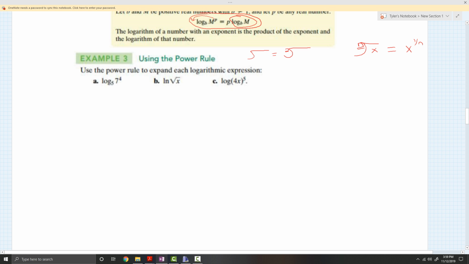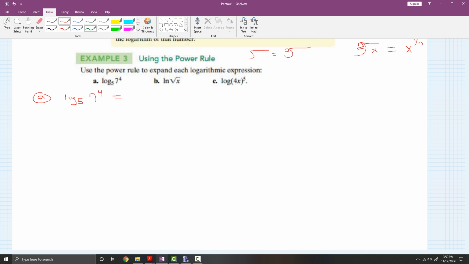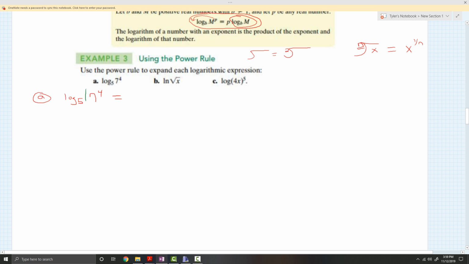All right. So let's go through this example and practice this. If we look at part A, we have log base 5 of 7 to the 4th, right? So using this rule, what I'm able to do is take this exponent and just put it out in front. So this is going to become 4 times log base 5 of 7, right?